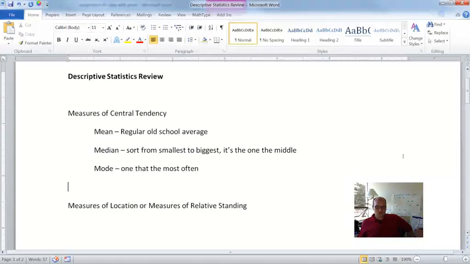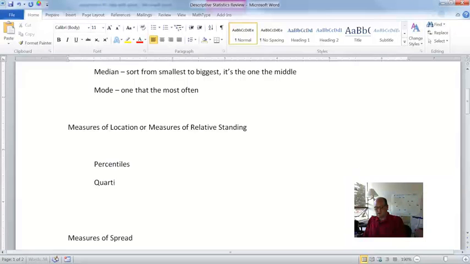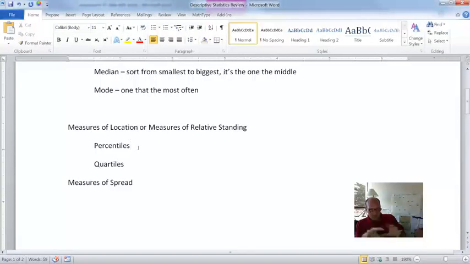Next one, measures of location or measures of relative standing. There were really two of these, percentiles and quartiles. And it turns out that quartiles are a specific type of percentile. What do I mean by this? Well, if we sort everything from smallest to biggest, and we say something is the 25th percentile.